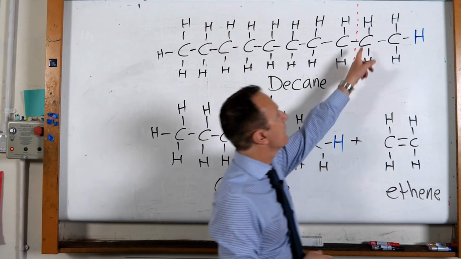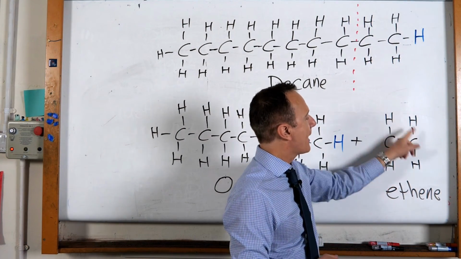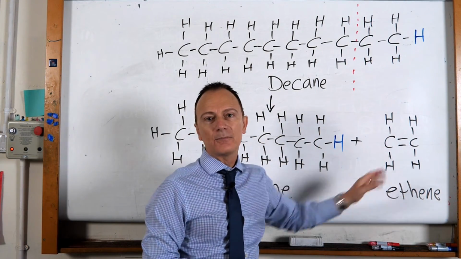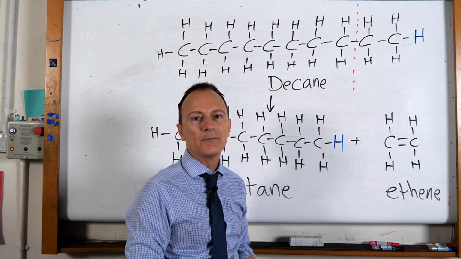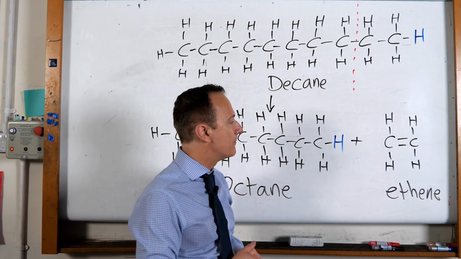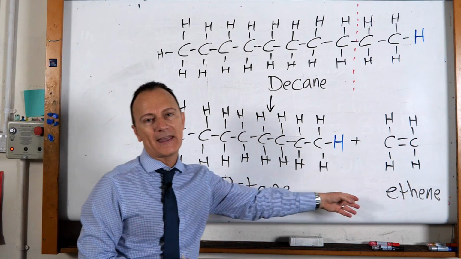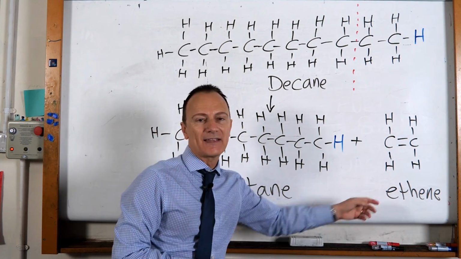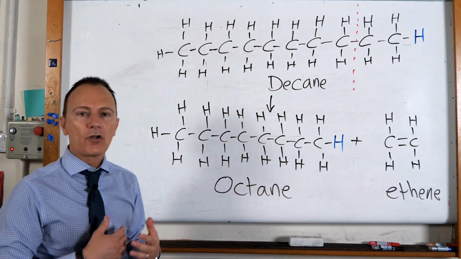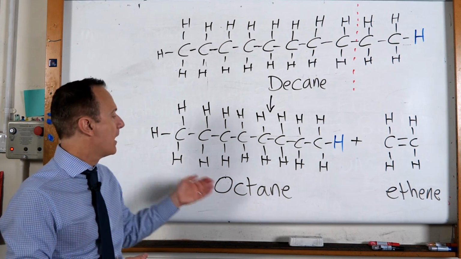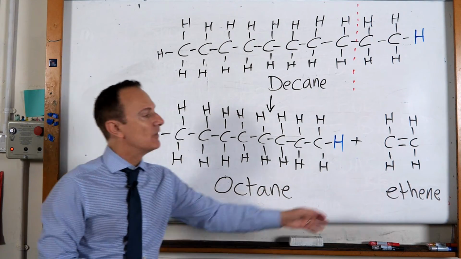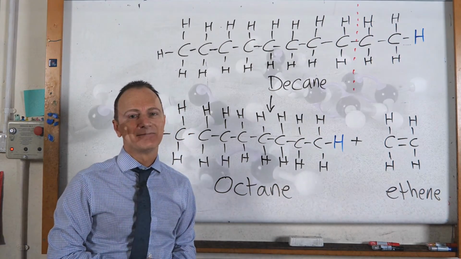That means that we've now only got 4 hydrogen atoms in this molecule, and the carbon atoms still need to make 4 covalent bonds. So it makes this double bond, so we're now also making an alkene, in this case ethene. So cracking produces 2 products, a shorter alkane and also an alkene.